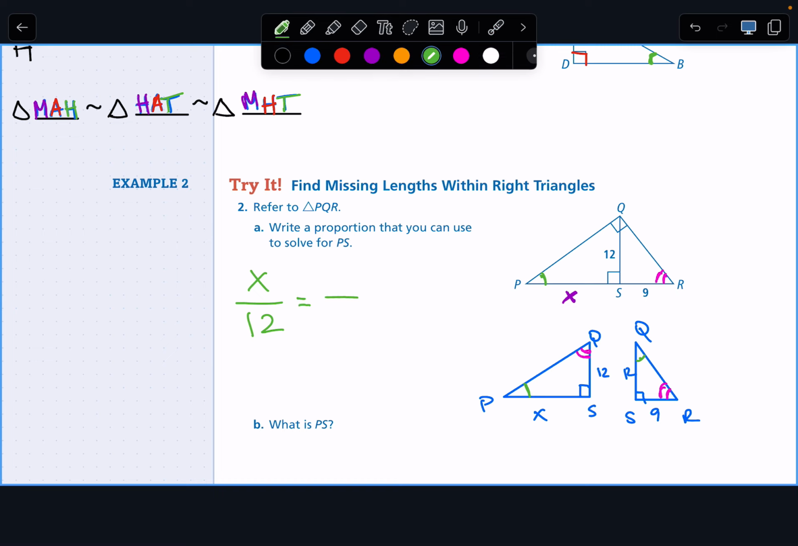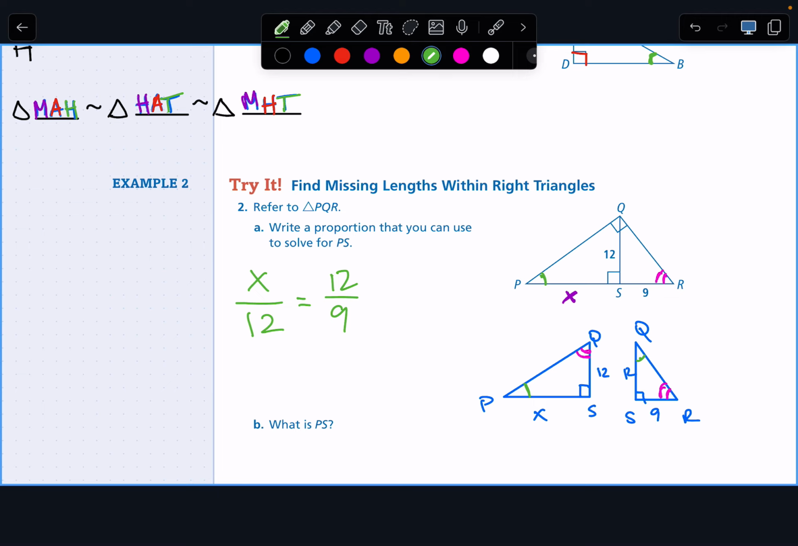And then, what other two correspond? They're in the same spot in the triangle. 9 and 12. 12 and 9. QS and SR, right? Okay, do I need to write 12 over 9 or 9 over 12? 12 over 9. Well, why can you? Oh, I think I was there when you did that in class. I wasn't there.